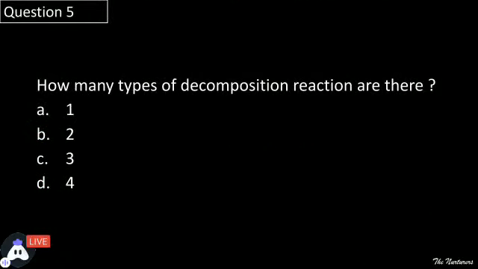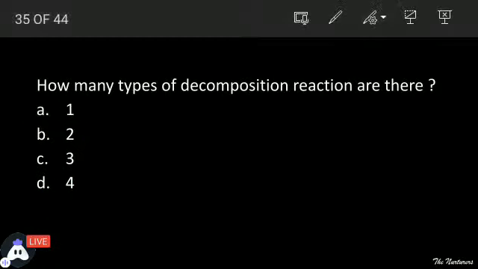The next, how many types of decomposition reactions are there? We have right now discussed. There are three types of decomposition reaction, that is thermal decomposition, photolysis decomposition, and electrolysis decomposition. So the correct answer is the three. There are three types of decomposition reaction.